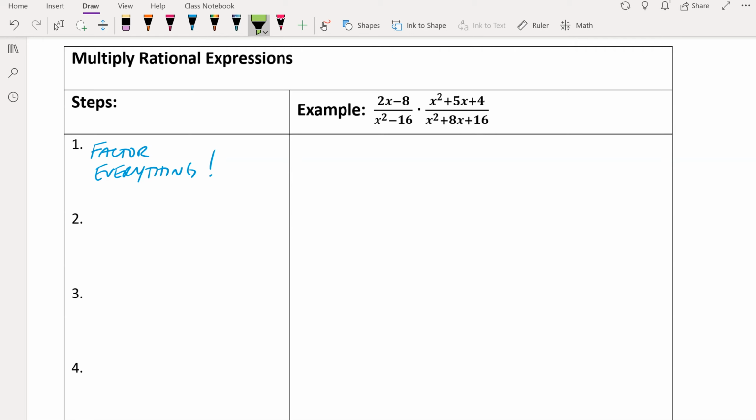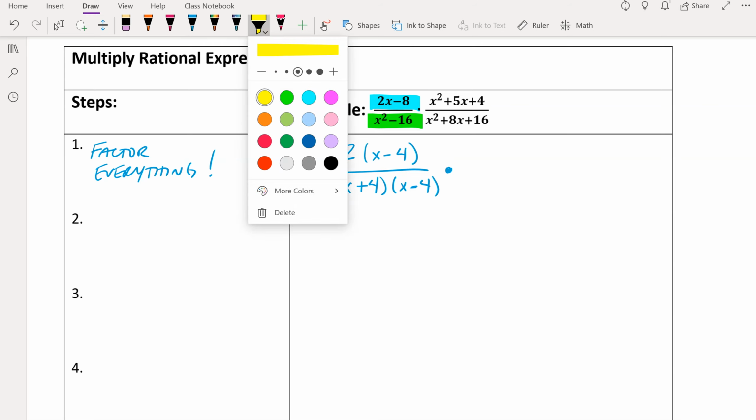Let's go ahead and do that. I'm going to start with the factors for 2x minus 8. We have a GCF, so we get 2 and then x minus 4 over, and then we're going to factor the next part, x squared minus 16. That factors by difference of squares into x plus 4, x minus 4. Leave the operation, the multiplication dot, right there in the middle.